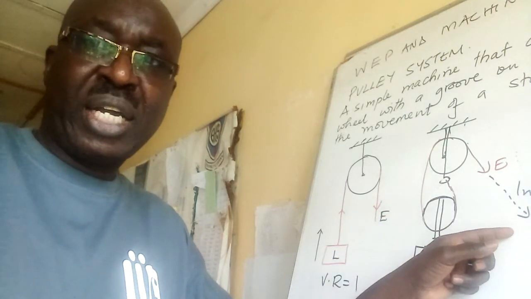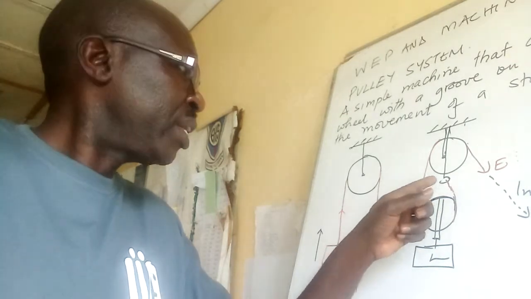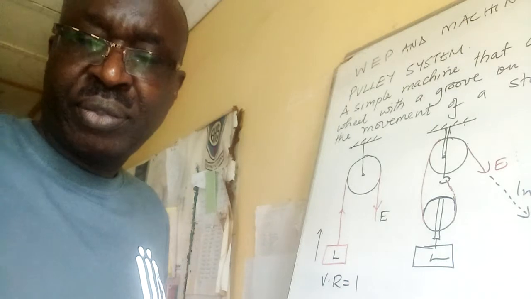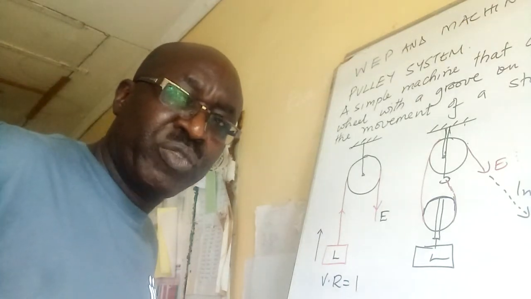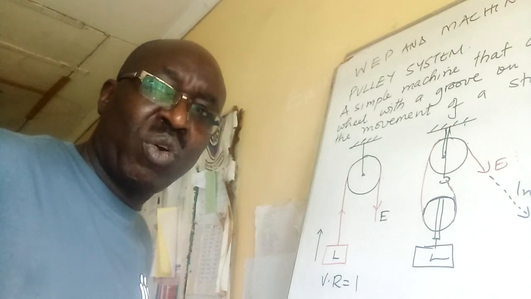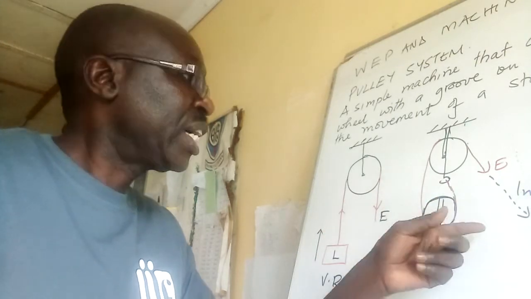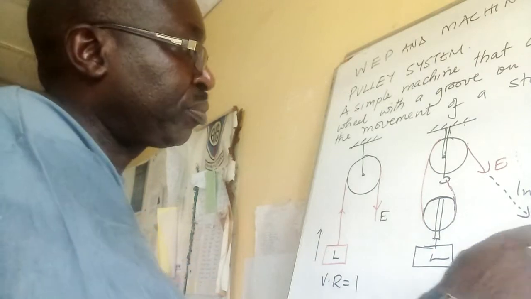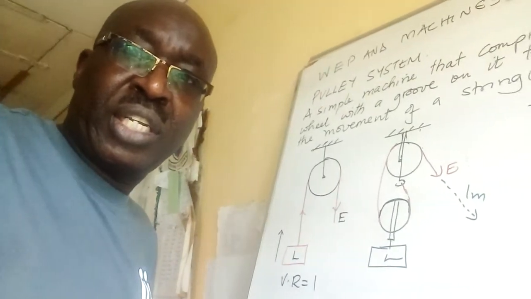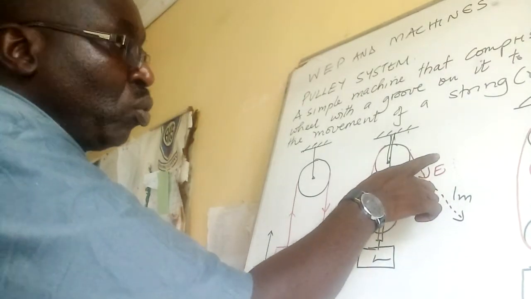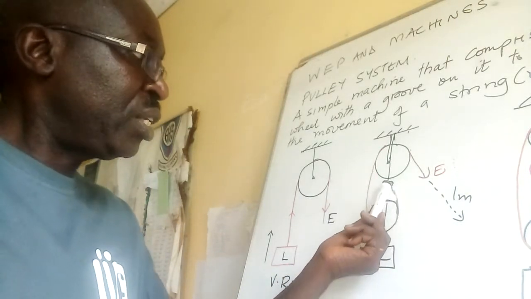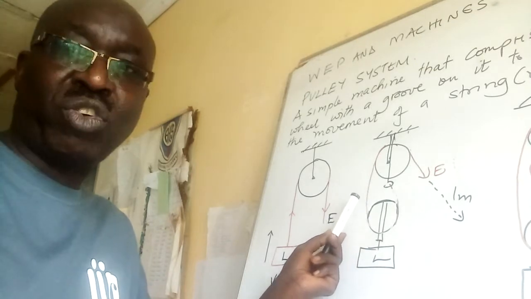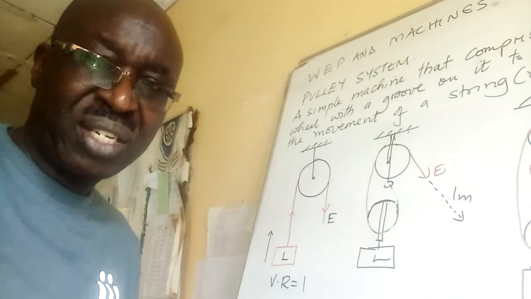this movement of 1 meter will be shared by this and this string, because they are the ones which are responsible for lifting the load. So in a sense, the load moves up by 0.5, because there are two parts sharing the movement of effort. If the effort is pulled by 1 meter here, I pull this side 1 meter. This string, this part, and also this part. So there is a part on the right of this lower pulley, and there's also a part on the left-hand side. The two parts will share that.